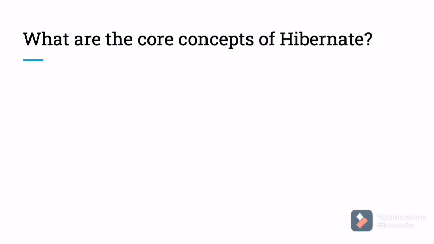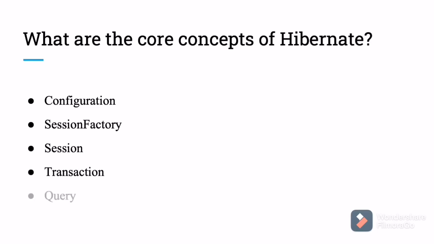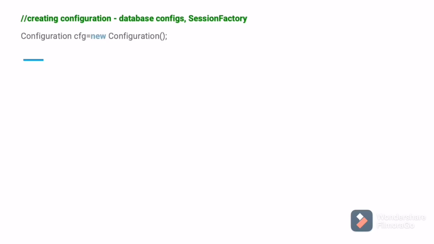What are the core concepts of Hibernate? First one, configuration, then SessionFactory, session, transaction, query and criteria. Let's understand more about the core concepts of Hibernate in high level. First, configuration. Here the database related information and the properties of the SessionFactory is mainly mentioned. So the configuration object is created and by using the configure method, this configuration file is called.